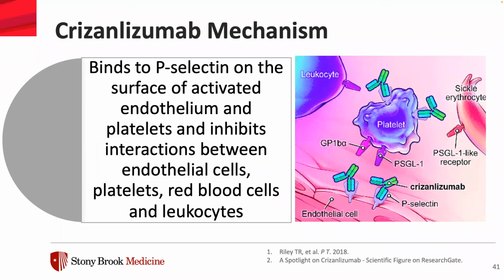Crizanlizumab also has a unique mechanism in that it binds to P-selectin on the surface of activated endothelium and platelets and inhibits the interactions between the endothelial cells, the platelets, red blood cells, and leukocytes. So it prevents this aggregation that usually occurs that leads to vaso-occlusion.